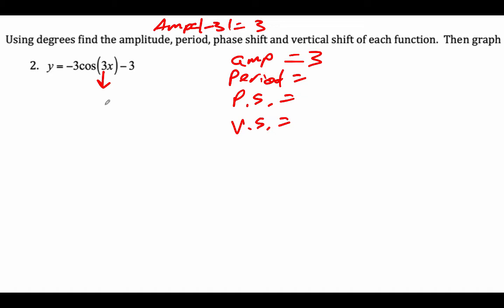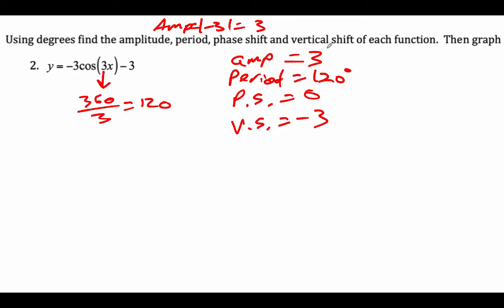Period. The value of B is 3. That means we have 360 divided by 3 is 120. We get her done in 120. Phase shift, none. There's nothing in there, right? Vertical shift, down 3. Okay.